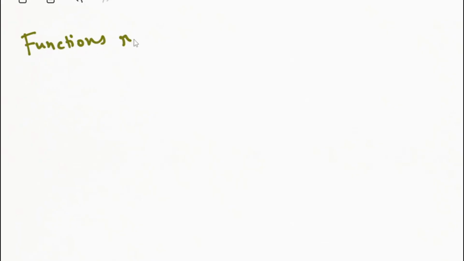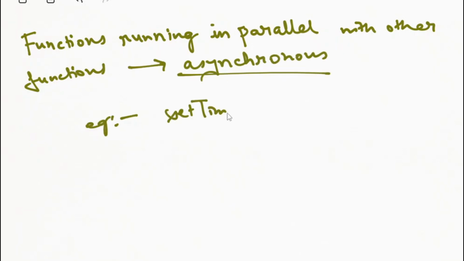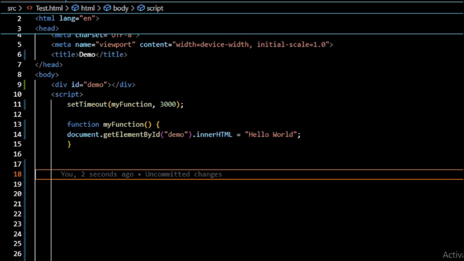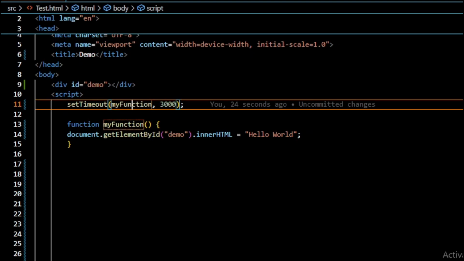Functions running in parallel with other functions are asynchronous. For example, the setTimeout function. Within it we have written a my function and have given a delay of 3000 ms, that is 3 seconds. So our output is going to be displayed after a 3-second gap.